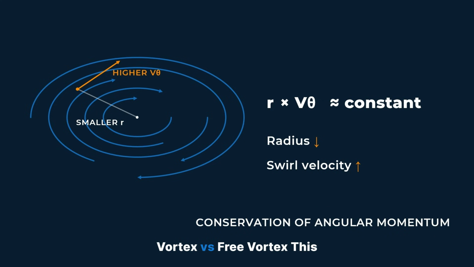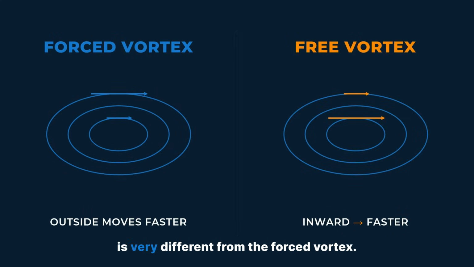Forced vortex versus free vortex. This is very different from the forced vortex. In a forced vortex, the liquid behaves approximately like a rotating solid body. The farther we move away from the center, the higher the tangential velocity becomes. But in a free vortex, the trend is different. As the fluid moves inward and the radius becomes smaller, the tangential velocity becomes larger. So, remember the difference. Forced vortex: outside moves faster. Free vortex: inward means faster.